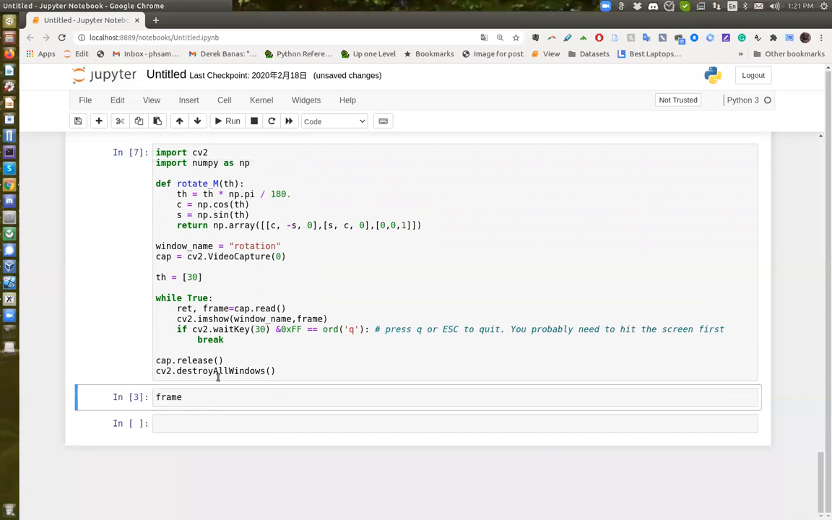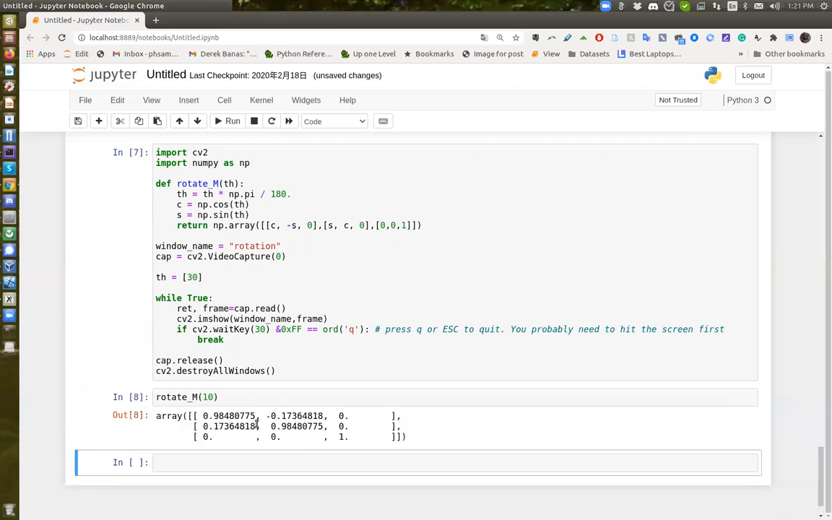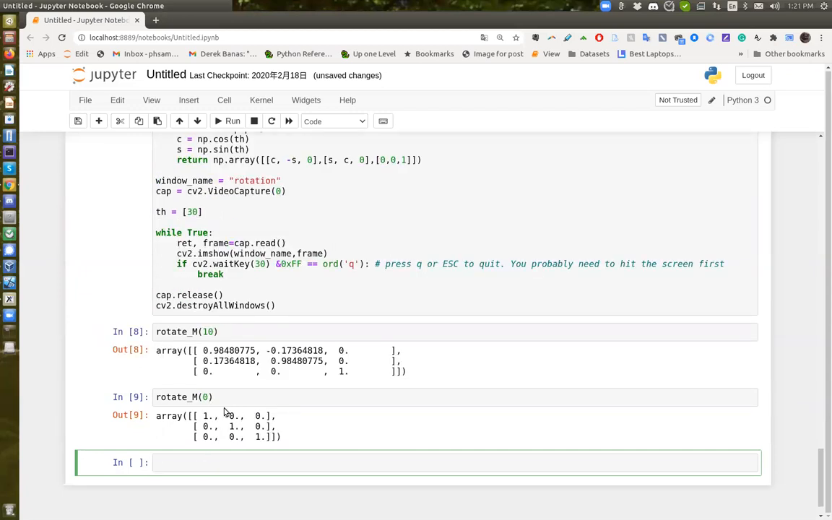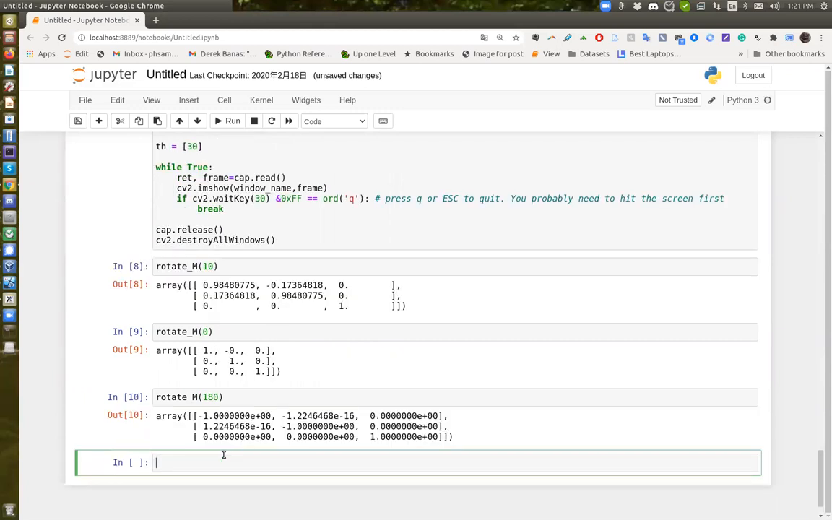So let me try my rotation, to see if something like that makes sense first. Maybe like 10 degrees. It looks good. You probably want to try some special cases, make sure things are okay, right? So if it's 0 degrees, then it's an identity matrix, right? Definitely okay. If it's 180 degrees, it would be kind of a flip, right?